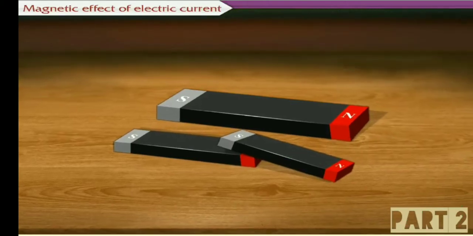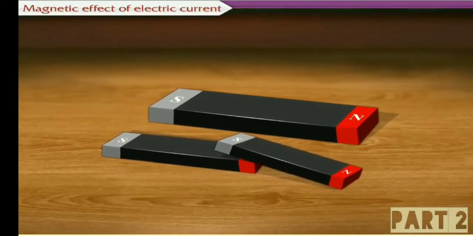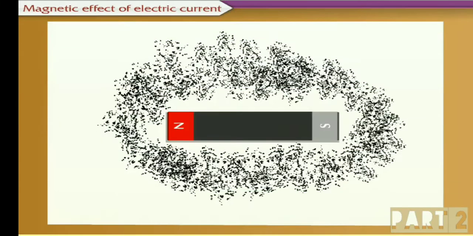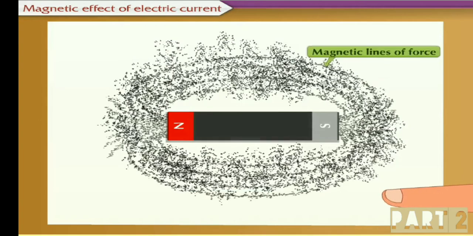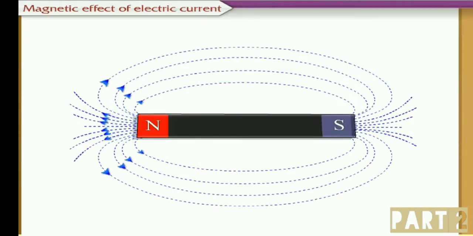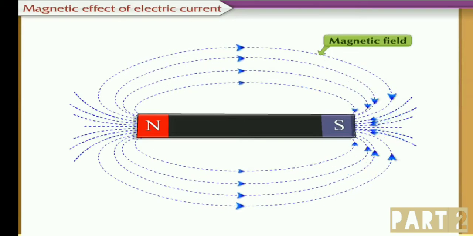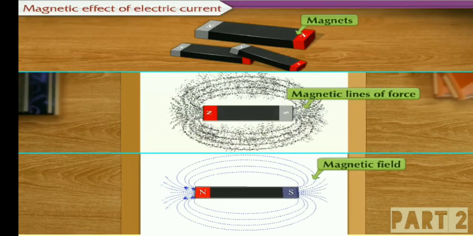Magnetic effect of electric current. In the previous standards, we have studied about magnets, magnetic lines of force, and magnetic field. It will be interesting to see that an electric current and magnetic field are related to each other. Come, let us now do an activity to study this relation.